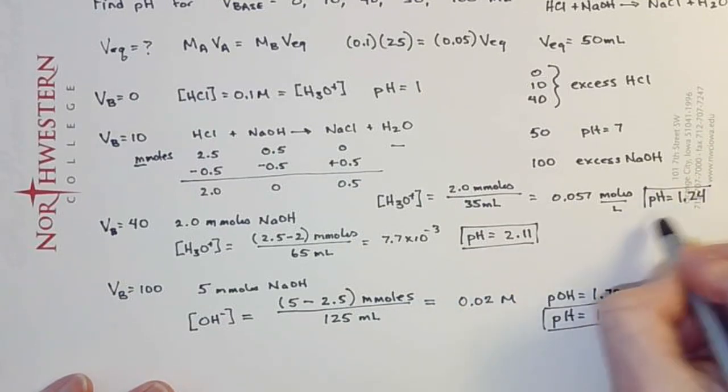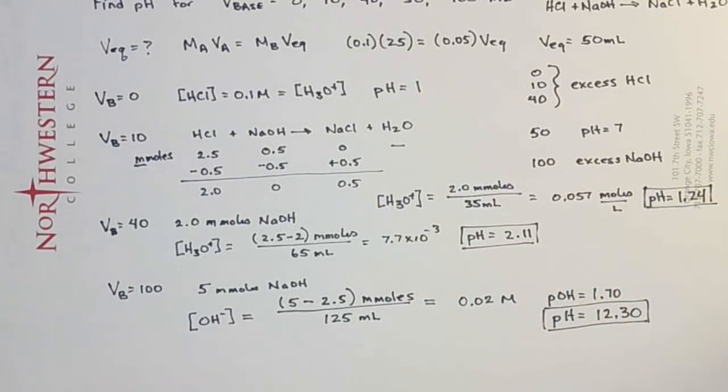So we have 1.24, 2.11, 7, and 12.3 for the 4 pHs that we were supposed to determine.